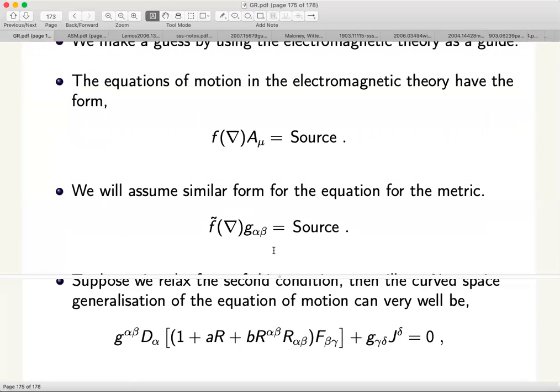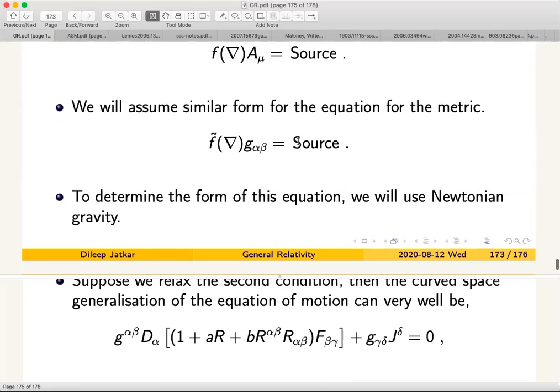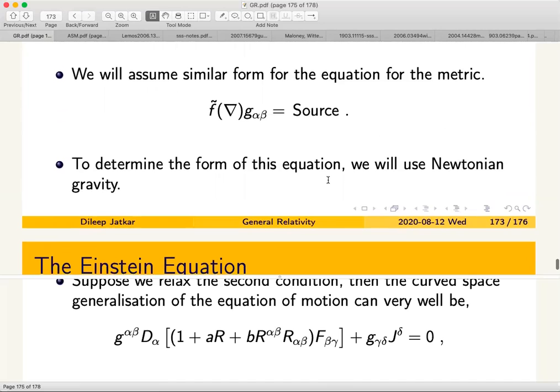And we would like to ask what kind of equation we can write down here which satisfies certain consistency conditions. For that, let's first try to figure out what kind of source we could have on the right hand side of this equation. Now we know that in the theory of gravity, it is the mass of the particle which is the source of the gravitational field. So you would want to use a source which is constructed out of the mass of the object which generates the gravitational field.